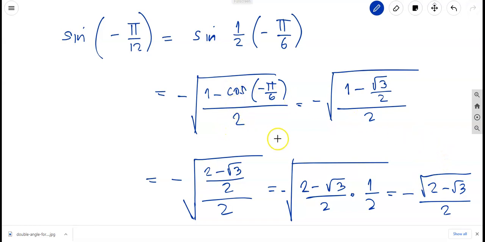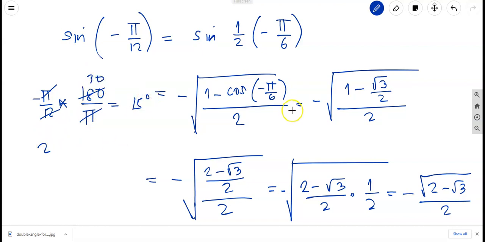If you have problems with degrees, like the earlier problem with radian, you can convert negative pi over 12 times 180 over pi, so that you can cancel out pi. So 180 divided by 12, you can divide by 6, so this one is 2, this one is 30, and that is equal to 15 degrees. In solving for radian or degree, if you want to solve in degree, you have to convert the radian into degree, and if you want to make it degree from radian, you just multiply by 180 over pi.